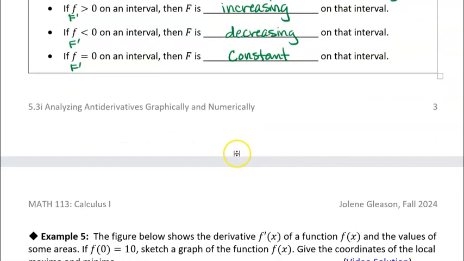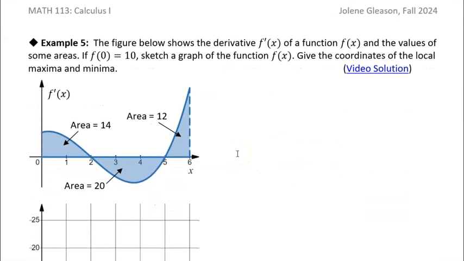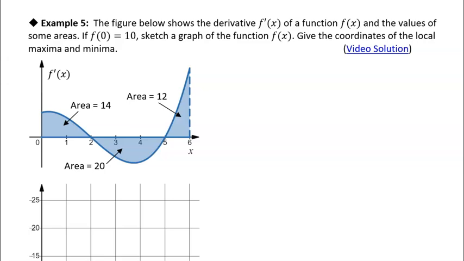All right, so let's take a look at this next example here. Now we're given a graph, and we're told that it's a rate function. It's f prime of x, and what we want to do is construct f of x from the information that we're given for f prime of x.